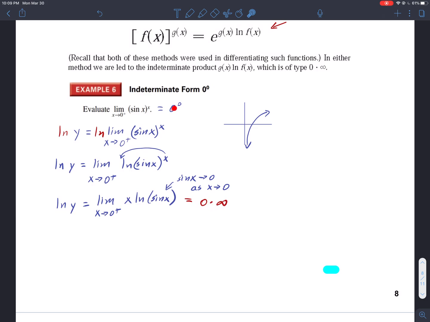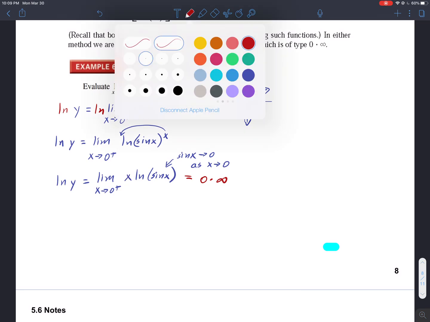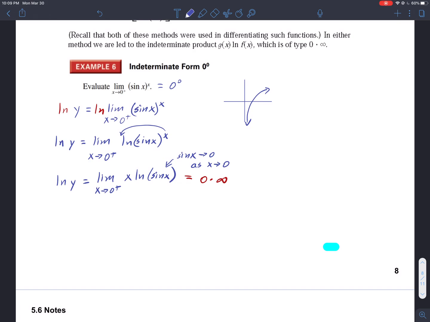All right, all of that just basically says I've got a 0 times infinity case. And so we started with a 0 to the 0 case. We've transformed this to a 0 times infinity case, and we handled the 0 times infinity case by rewriting one of them as a fraction in a quotient, right? So I'm going to put the x in a denominator here. I'm going to rewrite this now as a limit as x approaches 0 from the right of ln sine x over 1 over x.